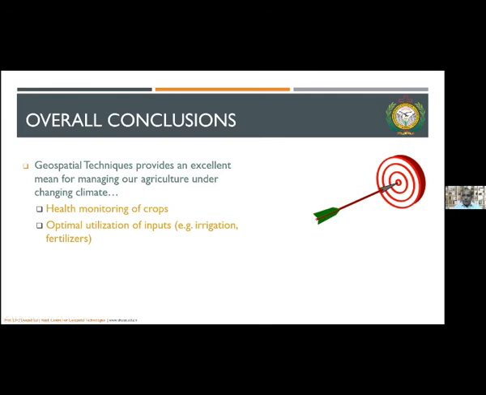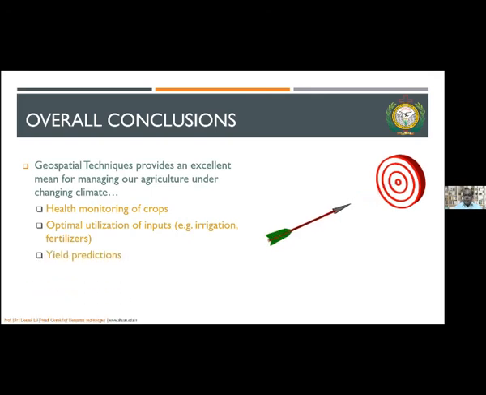It's not necessary that it should be done in each and every corner of the field. We can use our crop health monitoring tool to see where it's actually needed. So we can optimize the utilization of such inputs. Okay.